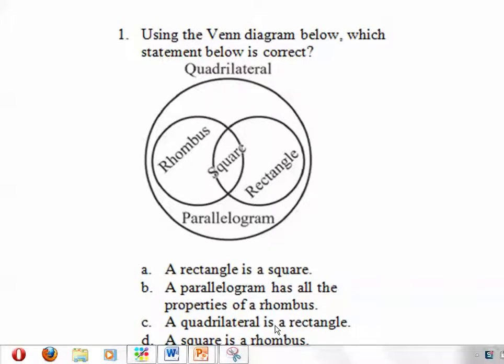Okay, here's numbers 1 through 17 of your final exam review. Let me see here. Why is that showing up?